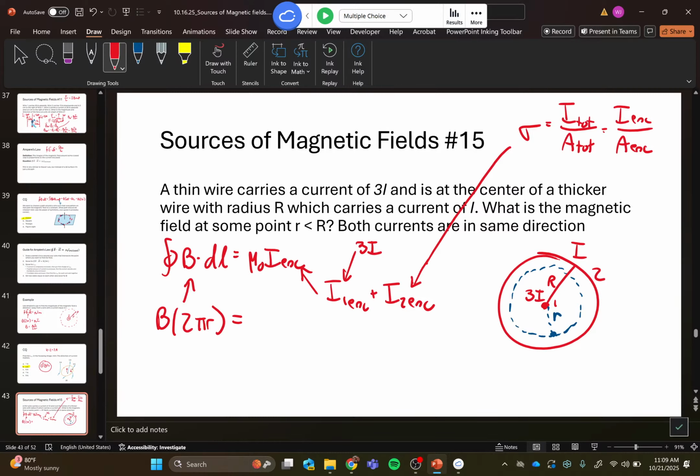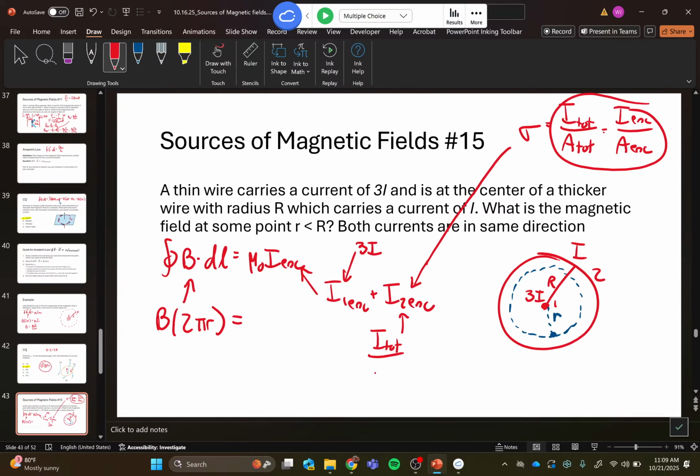All right, using this equation, we don't actually care about the current density. You can solve for it if you want, but we could just use this left side. Why can we use that left side? Let's go ahead and try it. I total over area total equals I enclosed over area enclosed. Solve for I enclosed. It's going to equal I total over area total times area enclosed.